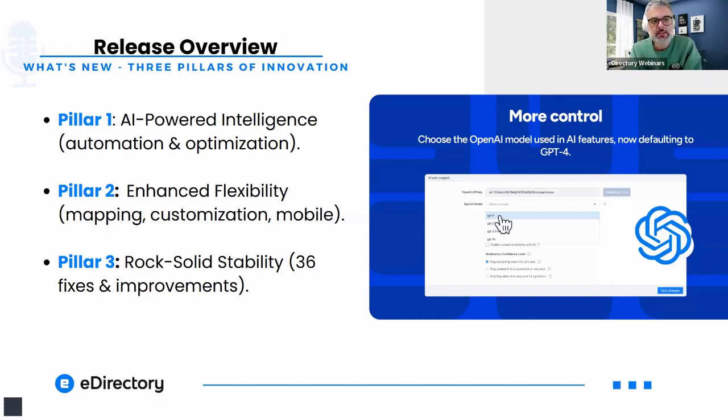And we decided to divide this new upgrade in three pillars. So one would be the AI itself. The second would be the flexibility for mapping, customization of a few new fields, and the mobile app. And the third is the stability with 36 fixes and improvements for the new version.